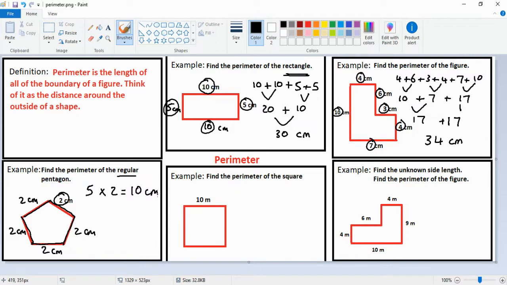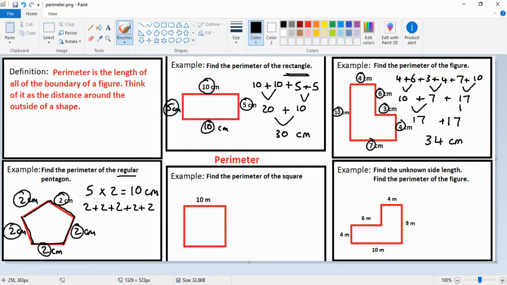The perimeter there is 10 centimeters. If you're still not happy with your times tables or need a bit of practice, go back and add them. We have this 2 plus this 2 plus this 2 plus this side length of 2 plus this side length of 2.